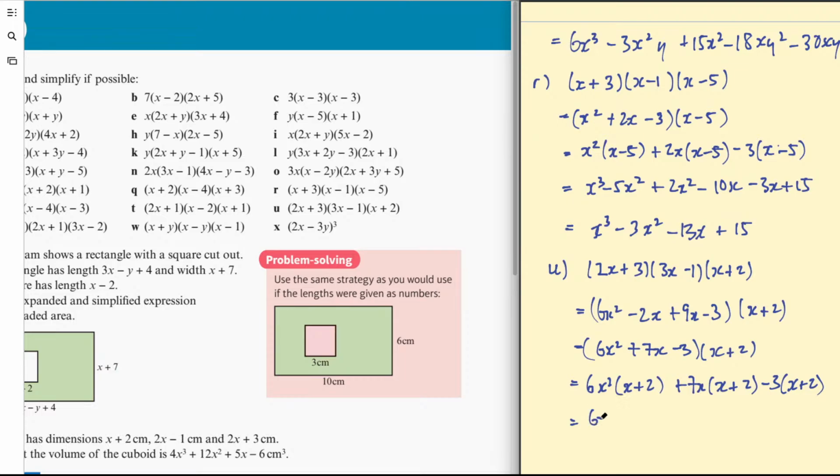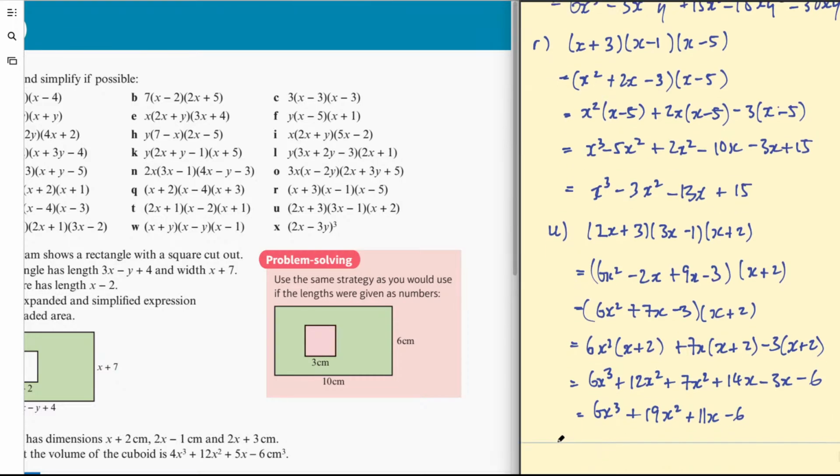And then expanding these, this gets lengthy. 12x squared plus 7x times x is 7x squared plus 14x take 3x take 6. Then simplifying, we have 6x cubed, 12 plus 7 is 19, x squared plus 11x take 6, and we have one more to go.